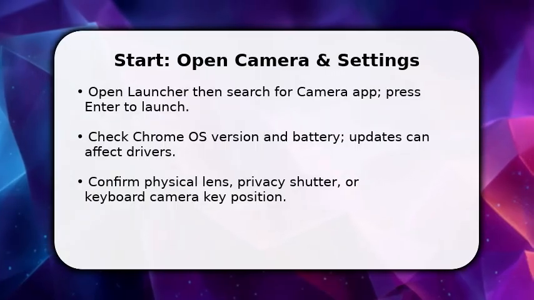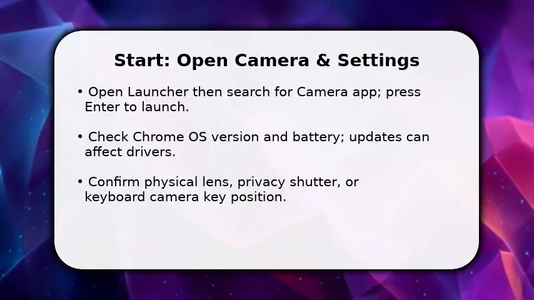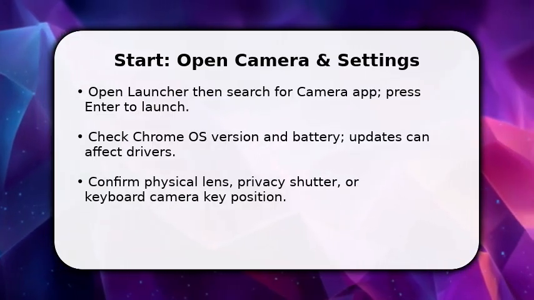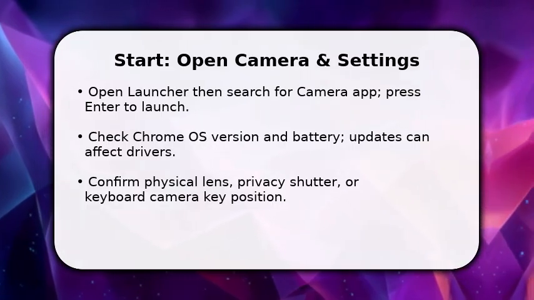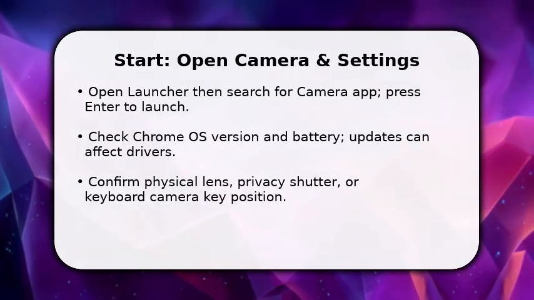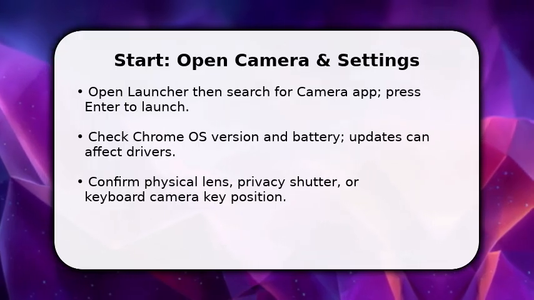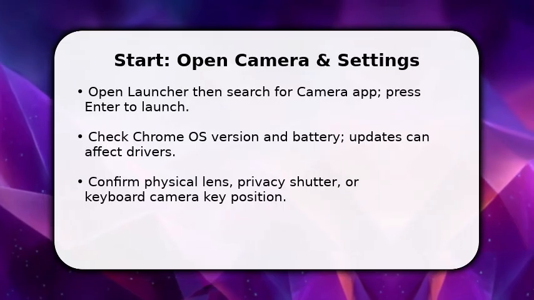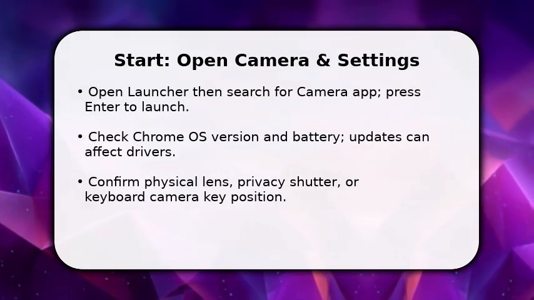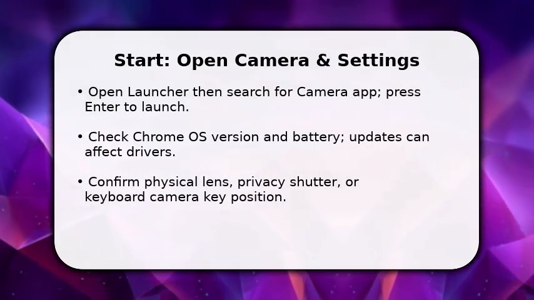You begin by launching the camera app from the launcher so you can test hardware quickly. Once done, open Settings and check About Chrome OS to ensure your system is up to date. Updates resolve many camera issues. Make sure there's no privacy shutter or keyboard camera disable key engaged, because a blocked lens or hardware switch is the most common reason a camera seems missing.